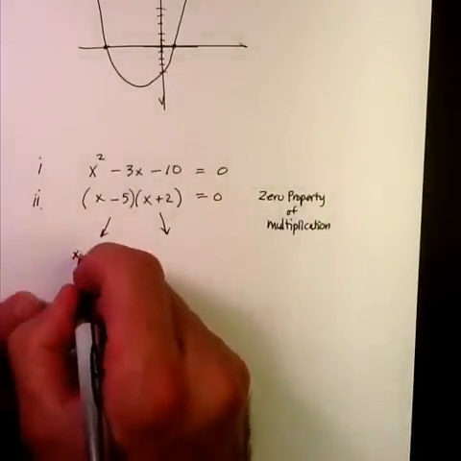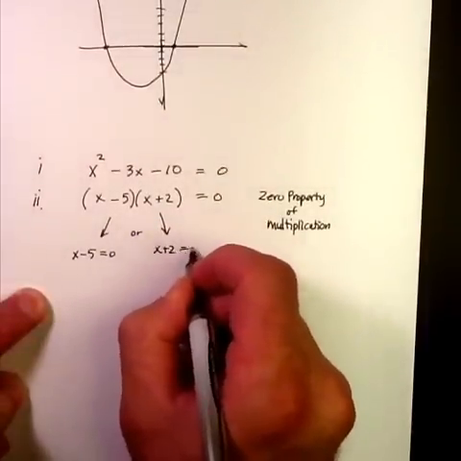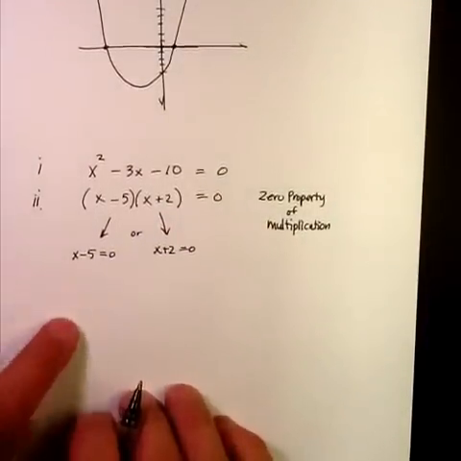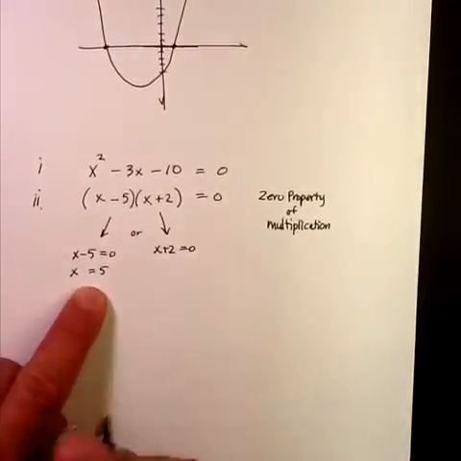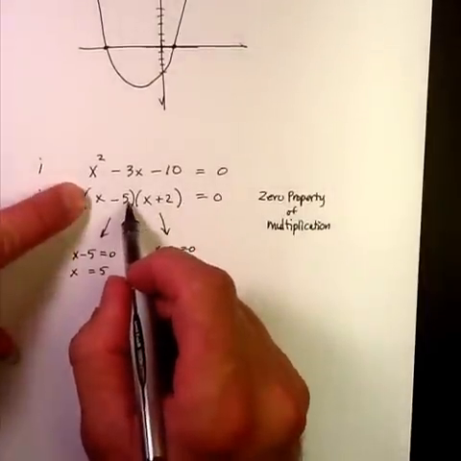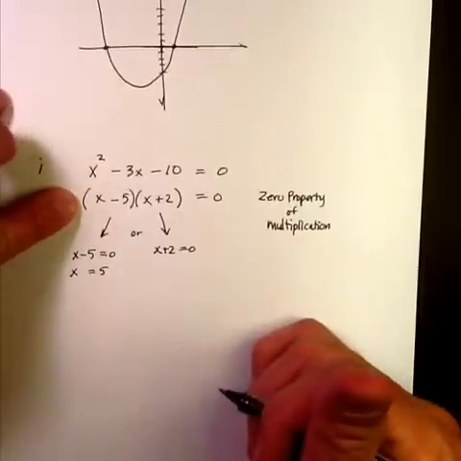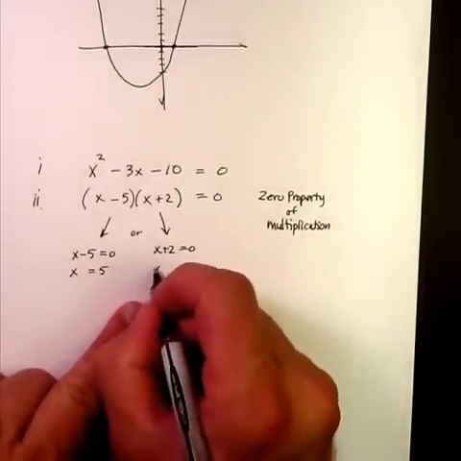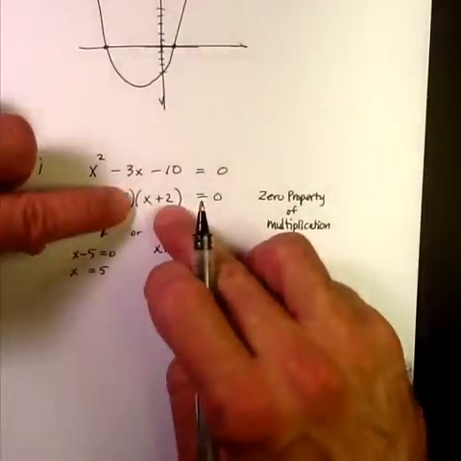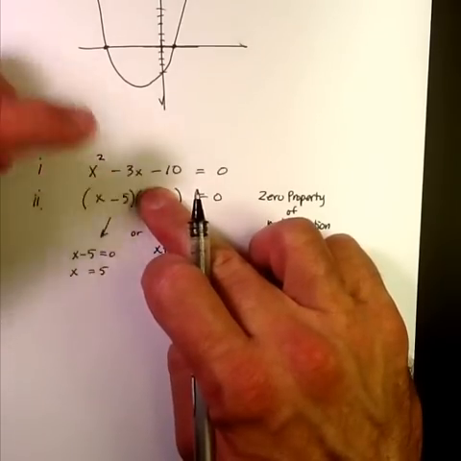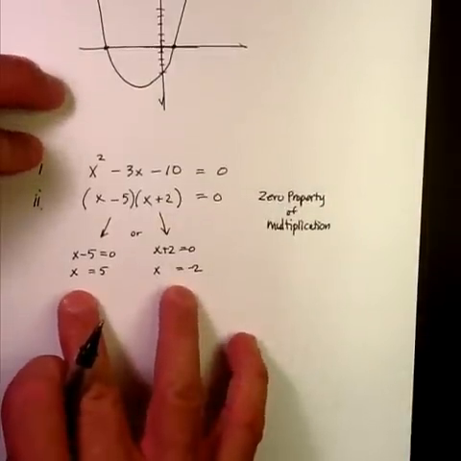So you're going to say x minus 5 is 0, or x plus 2 is 0. It's one or the other. So solve for it. Let's add 5 to both sides, and you get x is equal to 5. And if you plugged it in there, you'd say 5 minus 5 is 0, 5 plus 2 is 7, 0 times 7 is 0, so it works. Or it could be what? Let's subtract 2. Negative 2. Again, plug it back in. Negative 2 plus 2 is 0, and then negative 2 minus 5 is negative 7. So negative 7 times 0 is still 0. These are the two possibilities.